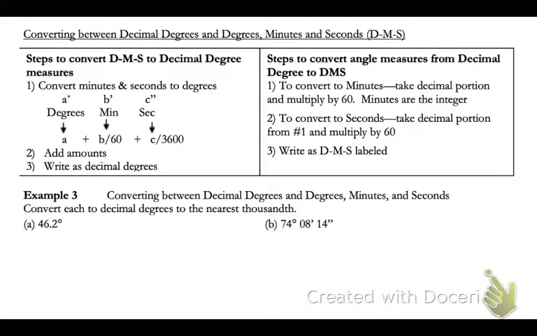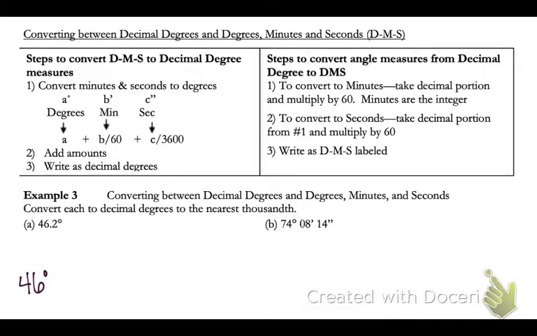Example 3. We're going to practice converting between decimal degrees and degree, minutes, seconds. So part A, we have 46.2 degrees. So this is in decimal degrees. Our directions for this are on the right. So we're first going to keep the 46 the same. So that's going to be 46 degrees.